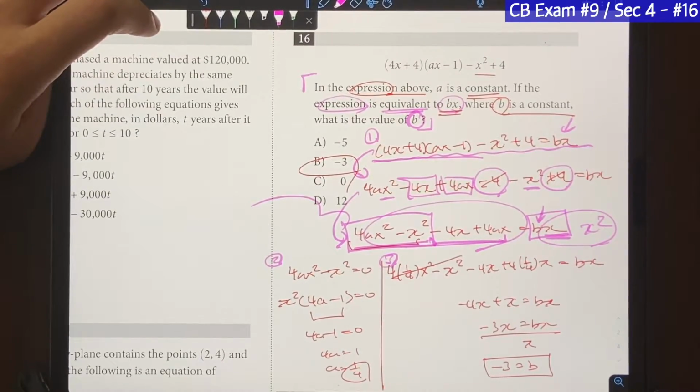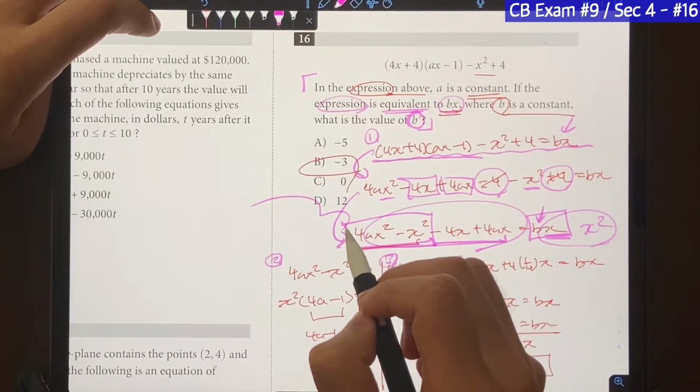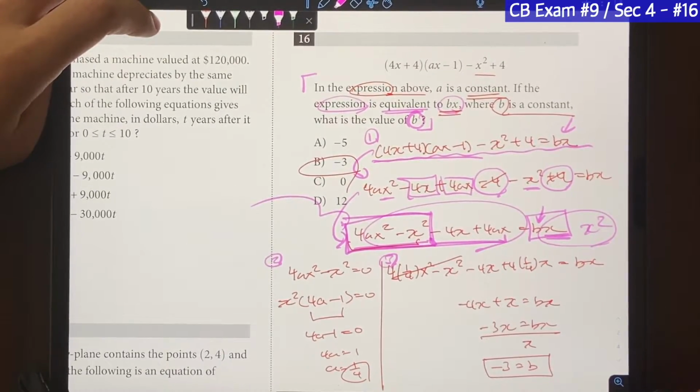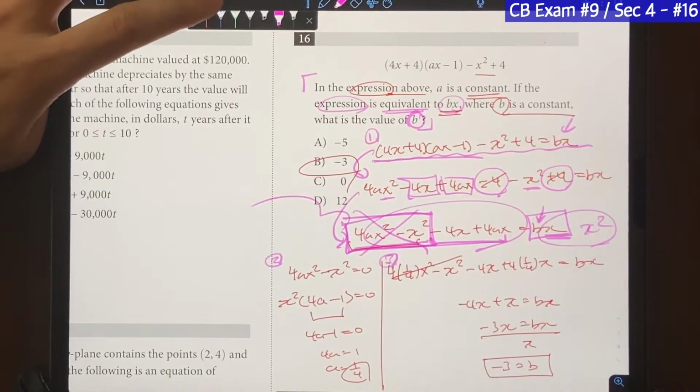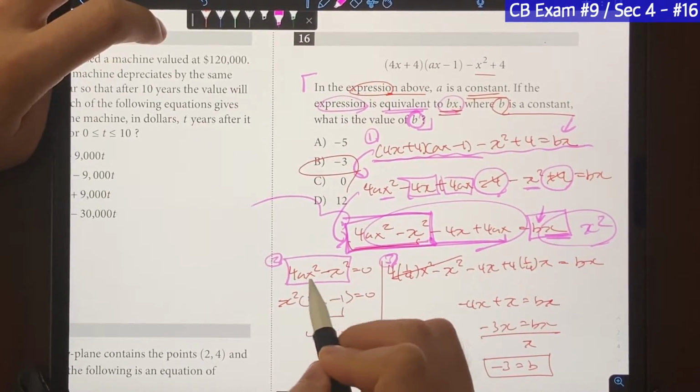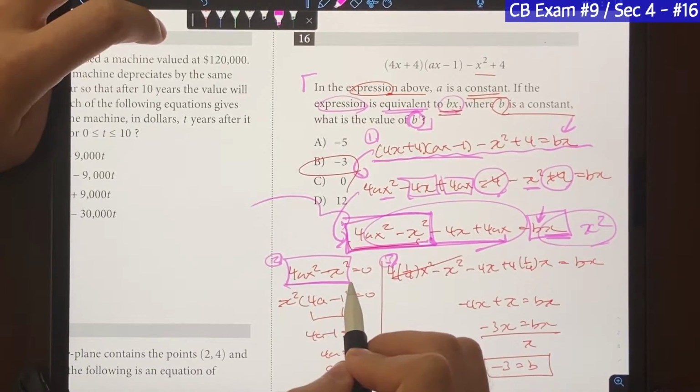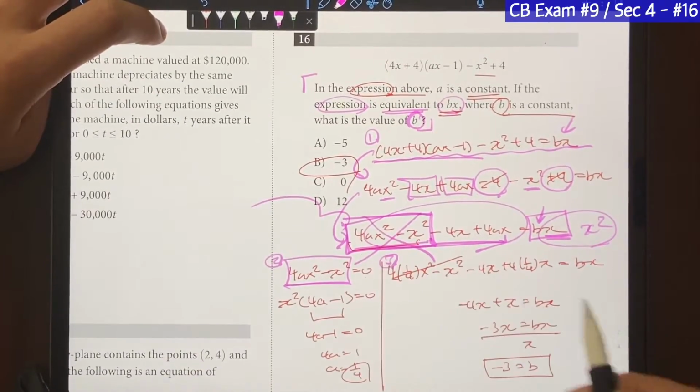And how can we make the x squares disappear? Well, technically, if these two terms right here equal 0, that's the same as not having anything right there, right? So we set up an equation right here, 4ax squared minus x squared is equal to 0, and try to find a way to make these two things equal to 0 so that they will disappear from the equation.